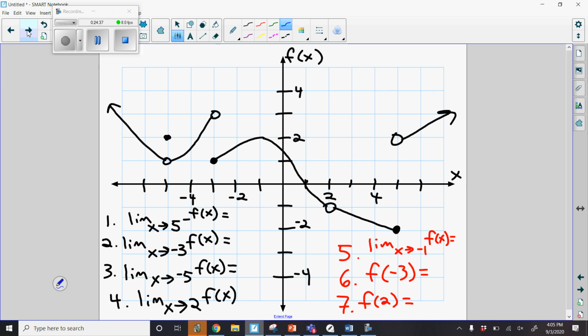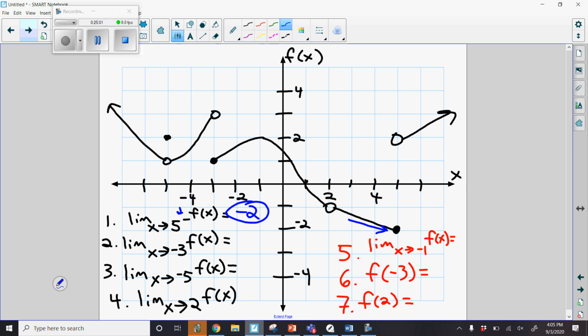Okay, we're back. Here are the answers to these questions. The limit as x approaches -5, or sorry, I read that wrong. The limit as x approaches 5 from the left of f of x. As I approach 5 from the left, right, that's what this minus is telling me, is a value of -2.